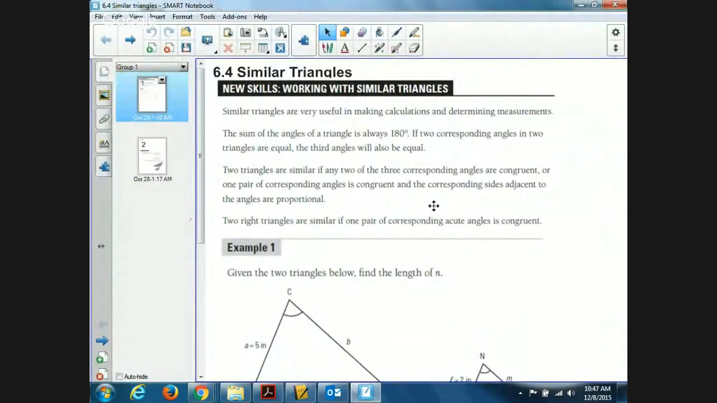So, similar triangles, new skills. Before, we were working with any old shape: rectangles, houses, bedrooms, stuff like that. Here we're going to just stick to triangles.